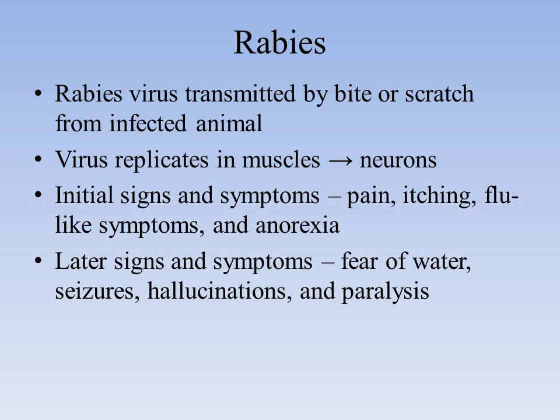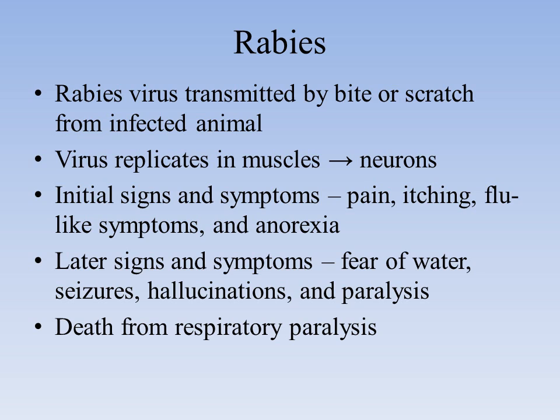Later signs and symptoms, as the disease progresses, are going to be a lot of neurological symptoms. You're going to have a fear of water, things like seizures, hallucinations, and eventually also paralysis. Why this disease is fatal is that you're going to have a death from the respiratory paralysis. If you get a paralysis of your respiratory muscles, because think of your lungs as being like muscles, paralysis of that is going to result in death.